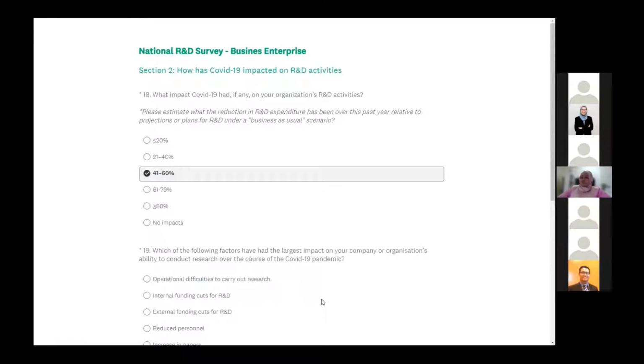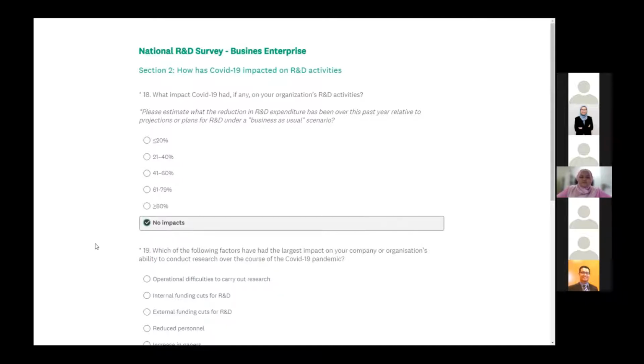Section 2 is also some sort of an opinion question where we ask about how COVID-19 has impacted your R&D activities. For question 18, as it is mandatory, it actually gauges how much it has impacted, how much less. So some people might say about 50%. So that's where 41 to 60% comes in. But there are some companies who do say that COVID-19 did not have any impact. So no impacts are fine as well.